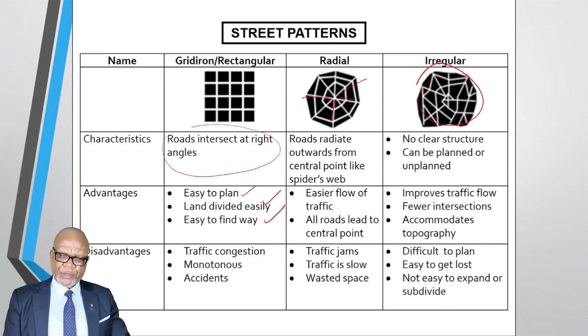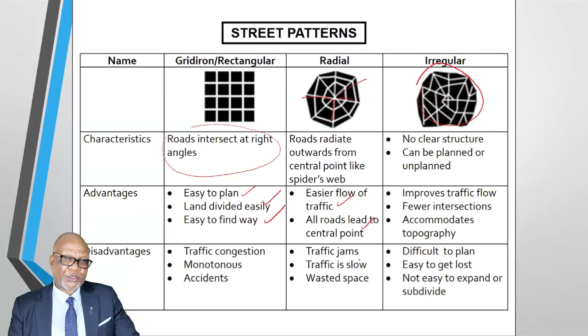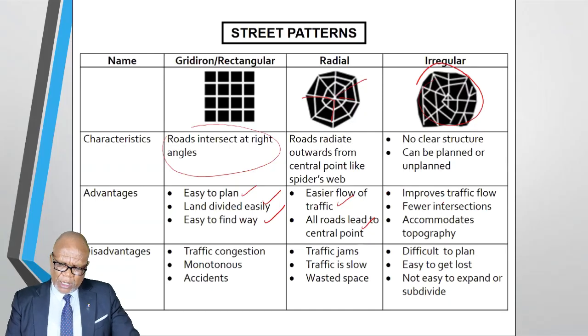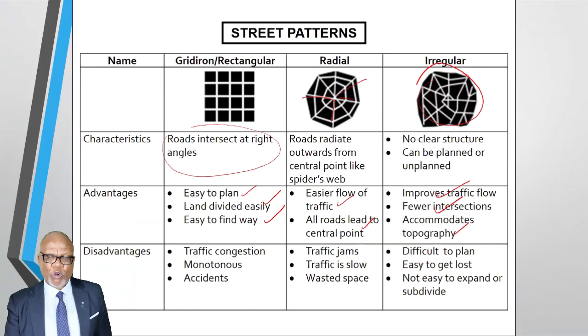But with radial pattern, what are the advantages? Easy flow of traffic, all roads lead to the central point. So you know at any point you are going to get to the center when you travel along it. Now, what are the advantages of irregular pattern? Because of fewer intersections, it's going to allow traffic to flow. There's going to be fewer intersections and it accommodates topography.